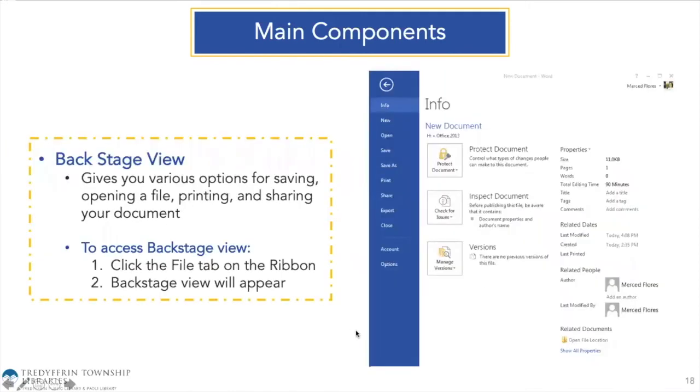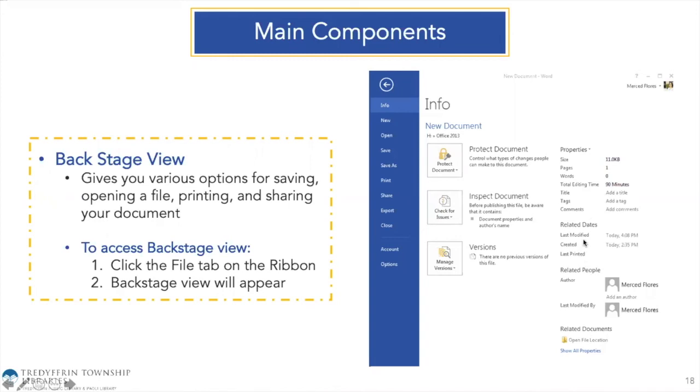Next is the backstage view, and this is what you'll see when you click File. So this is where you would save your document, open a new document, print it, anything like that. Protect the document, which is just adding a password so that anyone with that password can open your document. And you can also see some information about your document, such as the file size, how many total pages, how many total words, and how long you have been editing it. So you can see in the image here, the total editing time is 90 minutes.